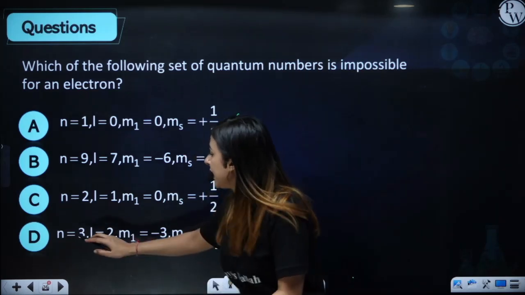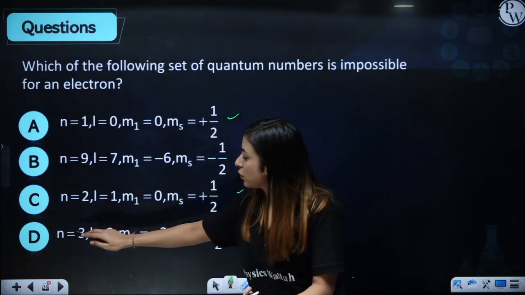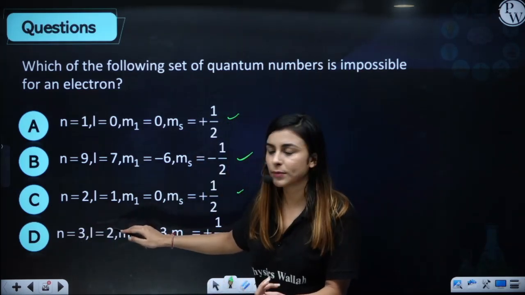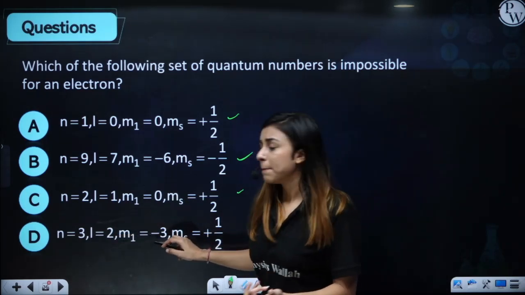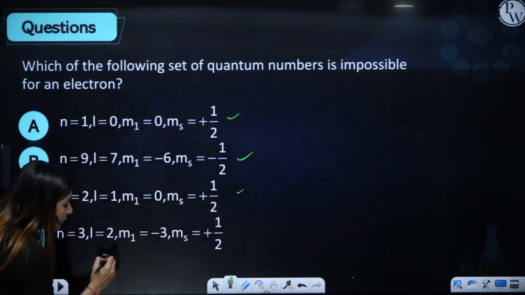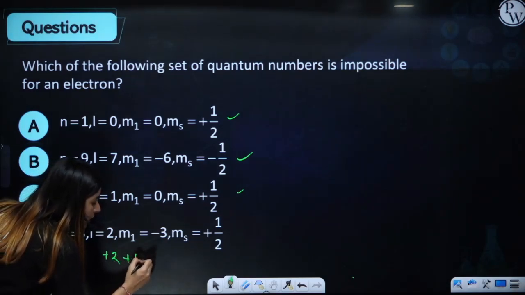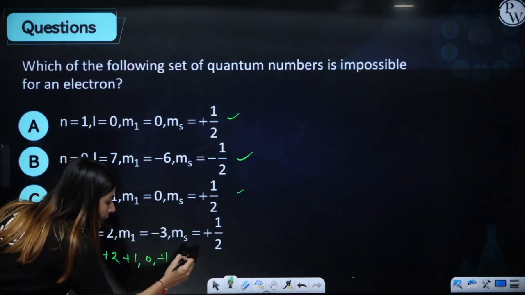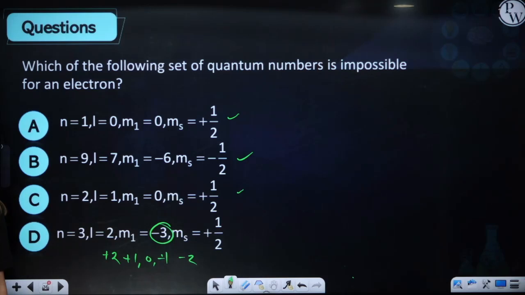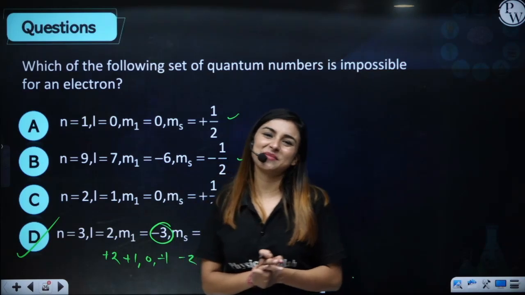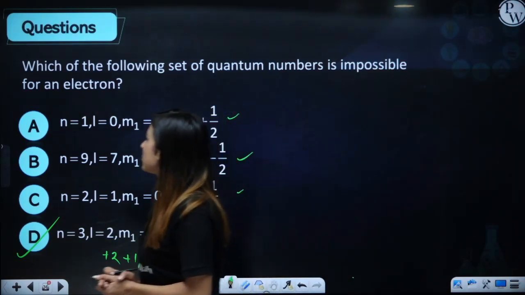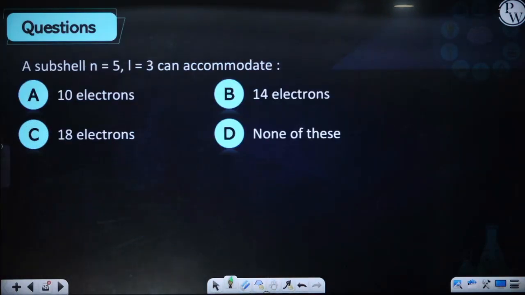Fourth option. N is equal to 3, L is equal to 2, from 0 to 2 values are possible. So, L is equal to 2 is possible. For ML, it is minus 3. But here, ML values can be plus 2, plus 1, 0, minus 1 and minus 2. Can minus 3 be possible? No, ma'am. So, option D is your correct answer. This value is not possible. Easy? Very easy, my dear students. Amazing. Let's move forward to the next question.